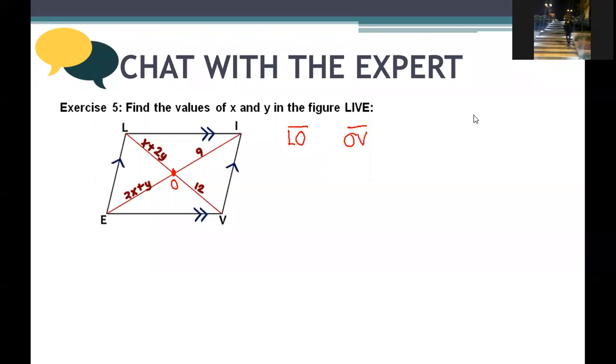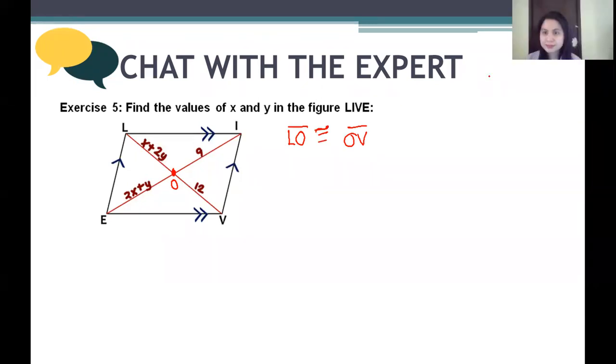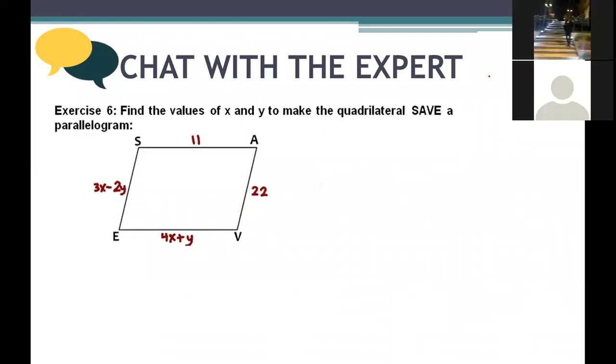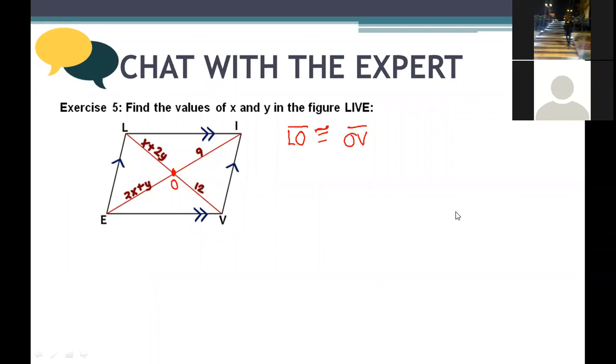Let me ask AP. AP, what's their relationship? LO and OV. Congruent. Very good. They are congruent. Why are they congruent? What's the reason? What theorem supports that? AP, what theorem supports that they are congruent? Wait lang.